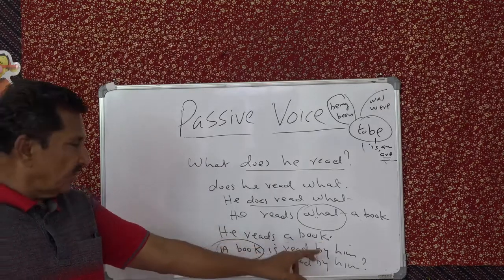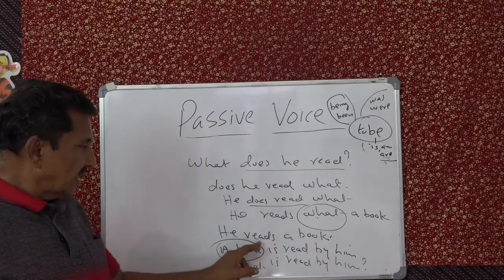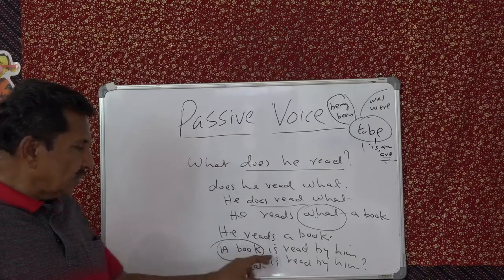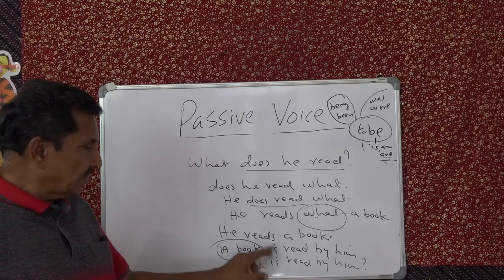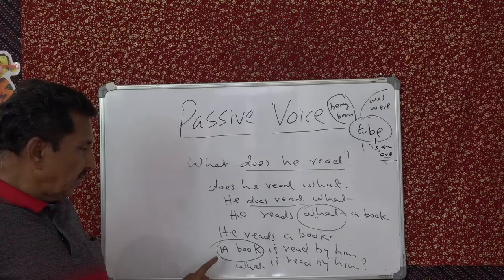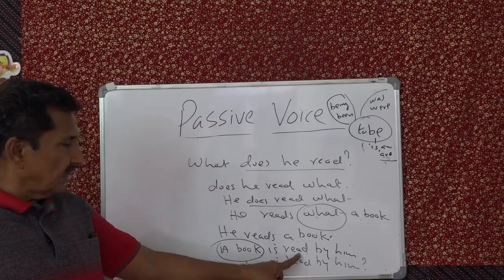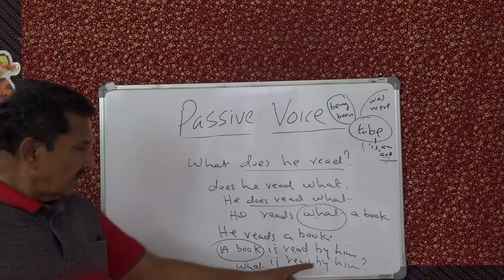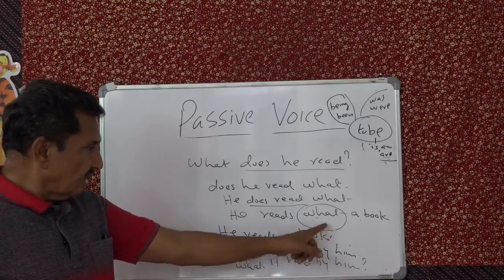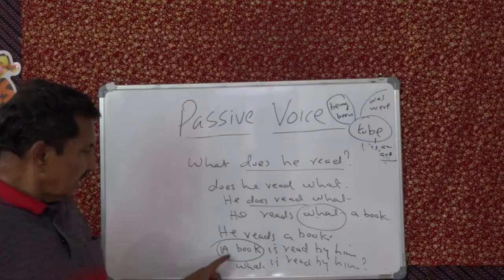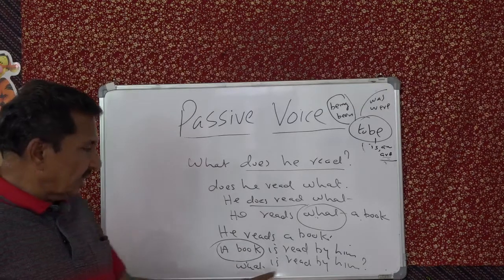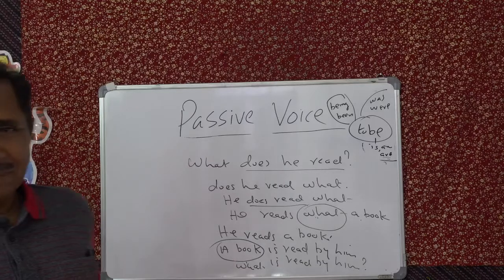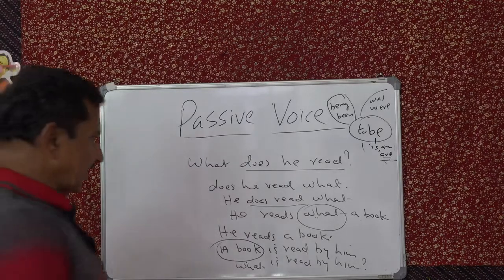Now it's easy to write the passive. Change this into passive. A book reads. Third person, so it is present tense because this is present. So a book is, past participle of read is read, read by him. And the question word is here now. Instead of a book you write what? What is read by him? Okay, let's see once again.